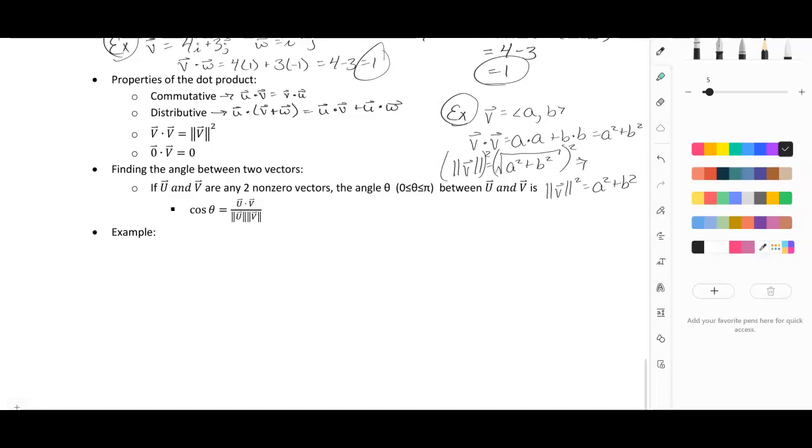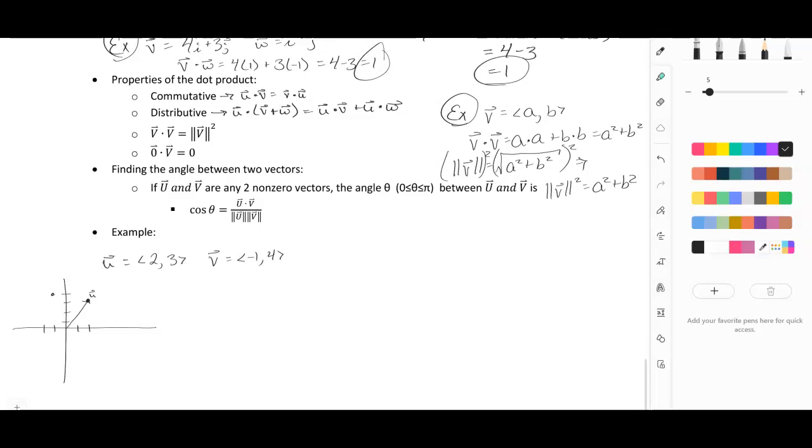Let's say we have vector u as 2, 3, and vector v as negative 1, 4. So let's think about what these vectors look like. I'm just going to draw a rough sketch here. 2, 3 would be vector u.